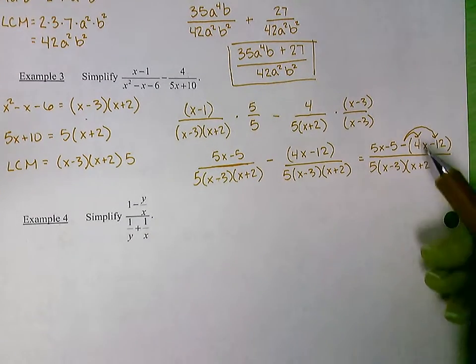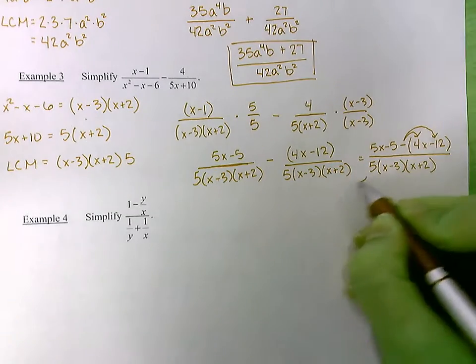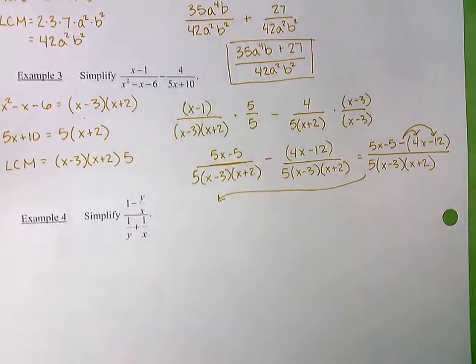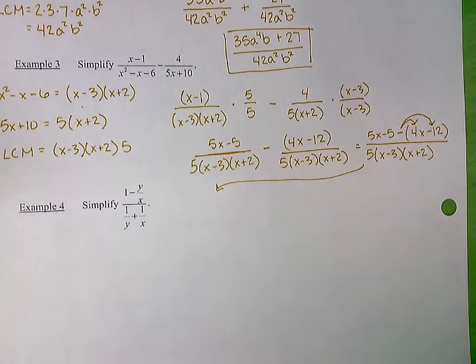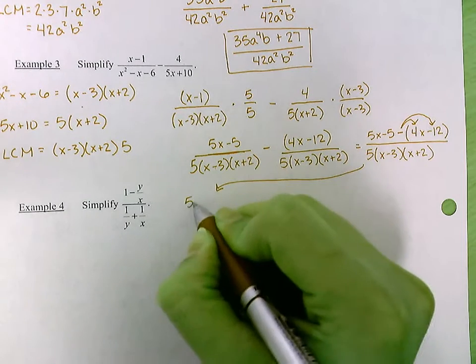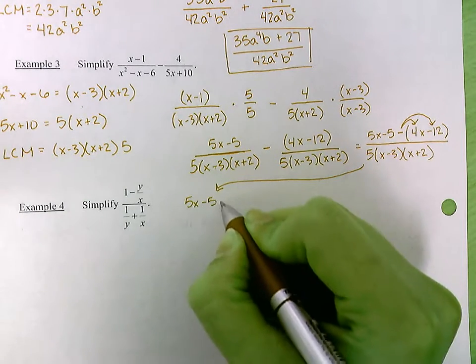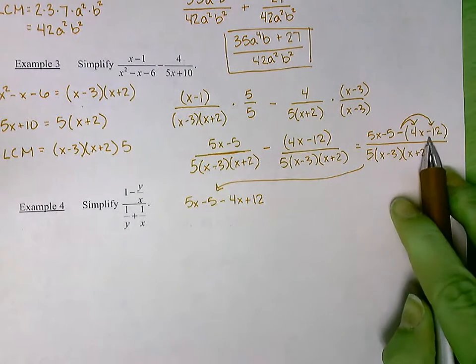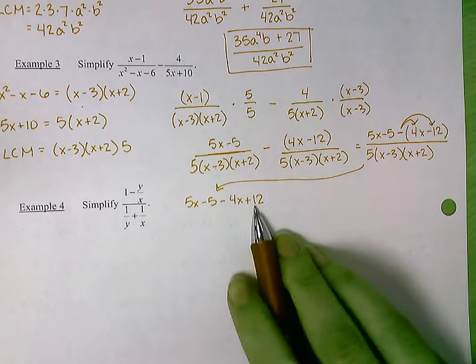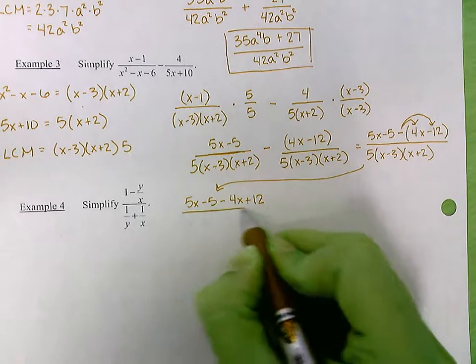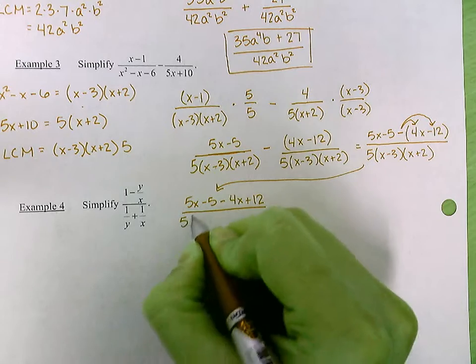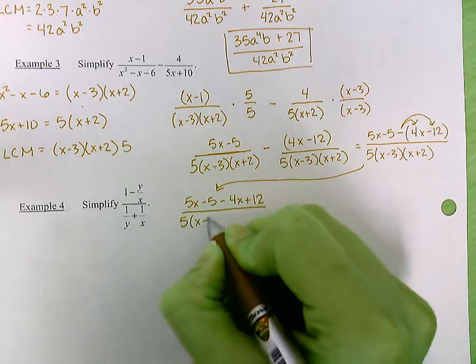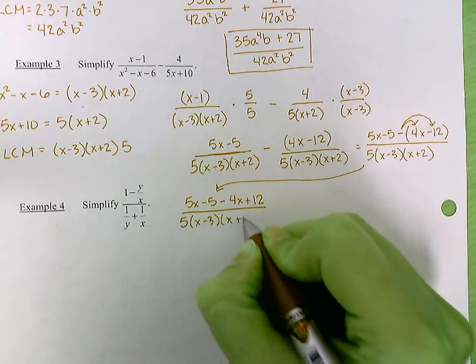Okay, so now I can distribute that negative. I'm going to start over here. So I'm moving. Run out of room. So I have 5x minus 5 minus 4x plus 12. Okay, so I distributed that negative. So now I have positive 12 here. That's over my common denominator of 5 times x minus 3 times x plus 2.